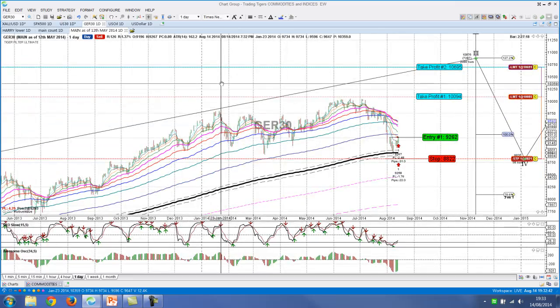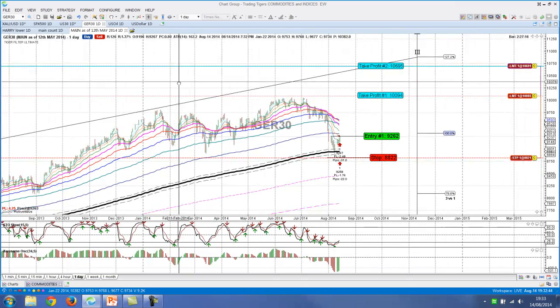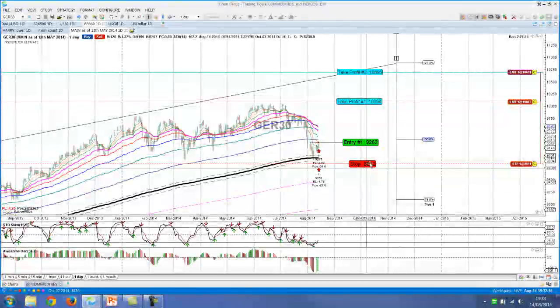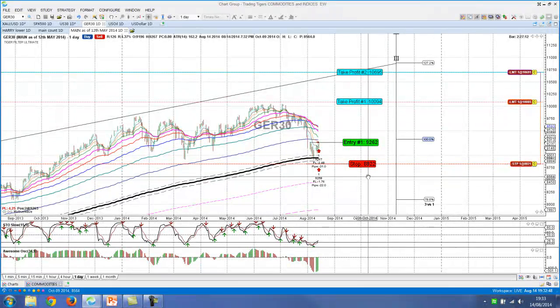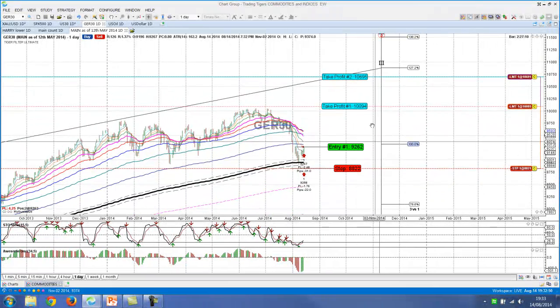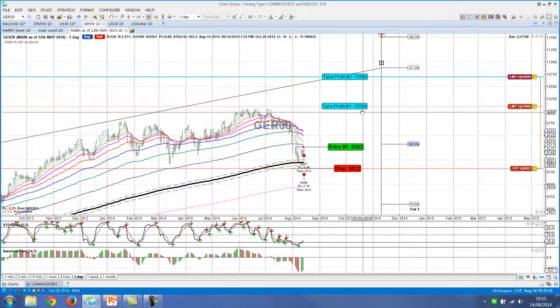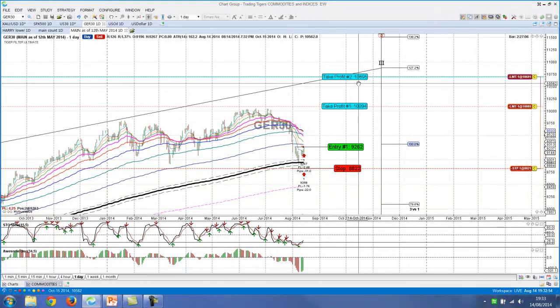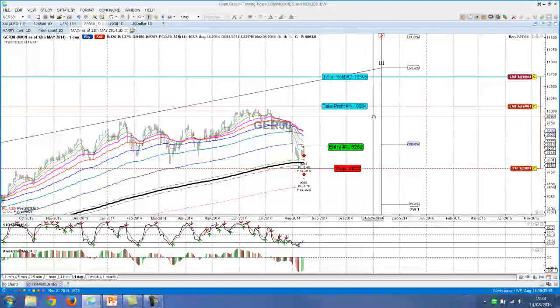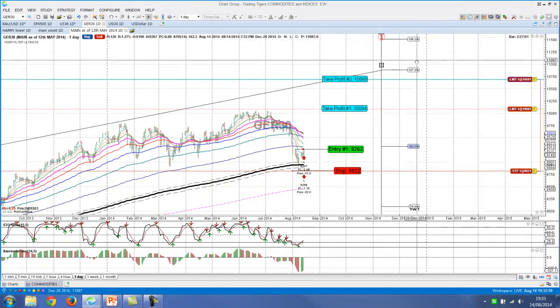Okay, let's now look at the German 30, GER30. We've got an entry at 92.62 and the stop at 88.22. Profit targets: 10094 and second target is 10695. We're looking from the larger wave degree.